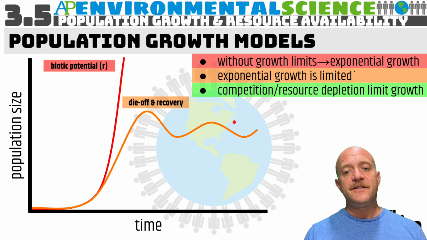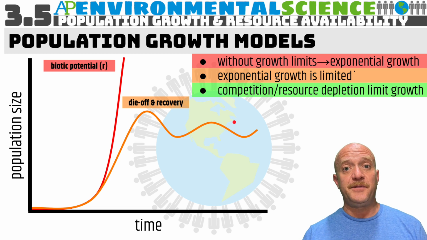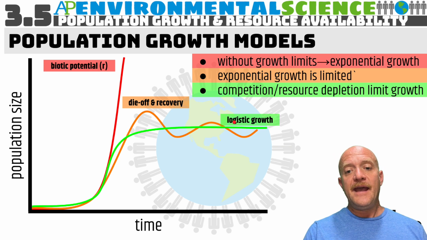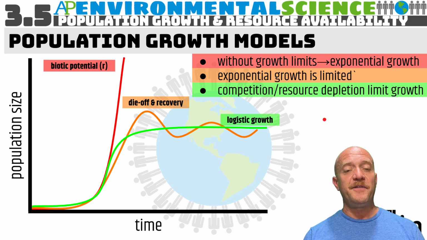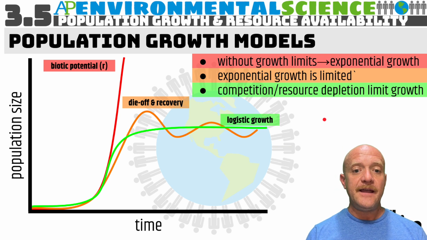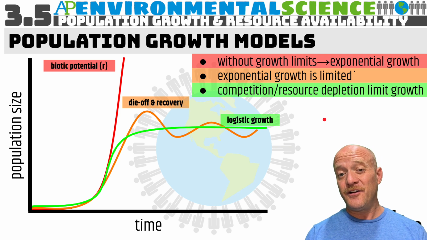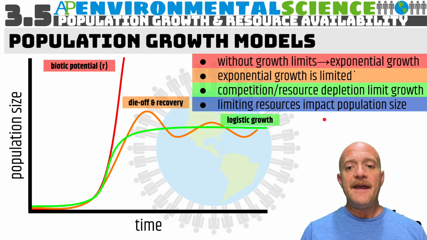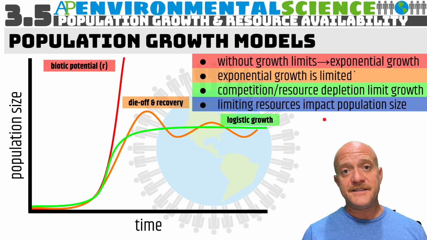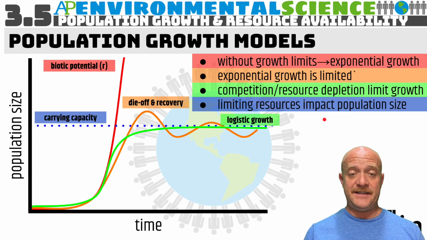So sometimes competition or resource depletion will limit growth, and that is called logistic growth. And logistic growth is basically what we will see. This is an S-shaped curve, and this is the type of graph you would see with the K-selected species. And finally, the limiting resources that impact the population size, that is the carrying capacity.